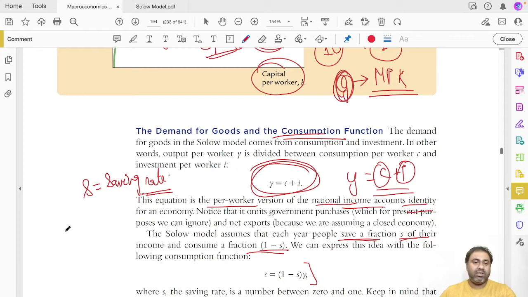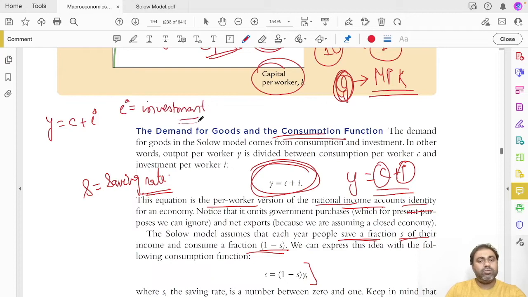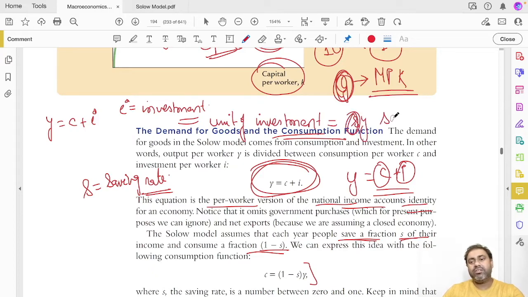1 minus S says, in terms of production function, or even if we say in terms of national income, let's say Y is equal to C plus I. Okay. Where I is equal to investment. So what is this unit of investment? Unit of investment is equal to SY. Why? S is your saving rate. And this saving turns into investment, because there is a simple assumption that whatever we save is equivalent to your investment. Like if we save rupees 10, then we are going to invest rupees 10.